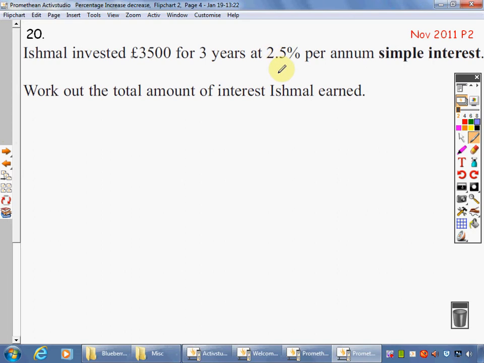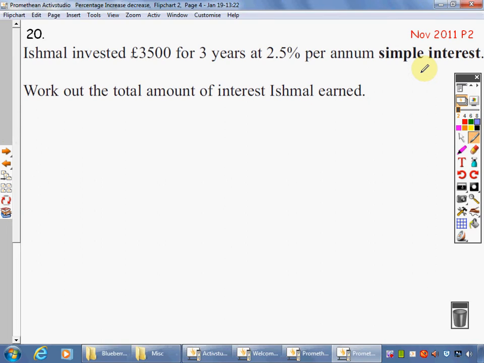But they do ask for simple interest, and simple interest is just working out what 2.5% of that amount is, and times it by 3 for 3 years, because the per annum, the per year simple interest is that. I'm going to shut up talking now and let you have a go at doing a question. If you'd like to press pause.